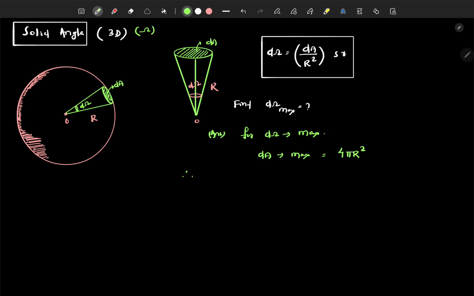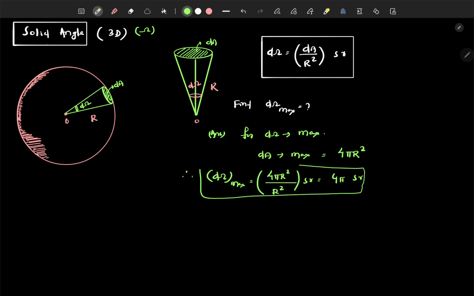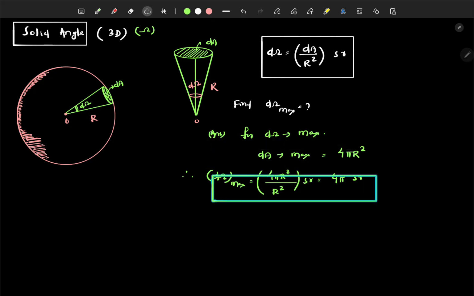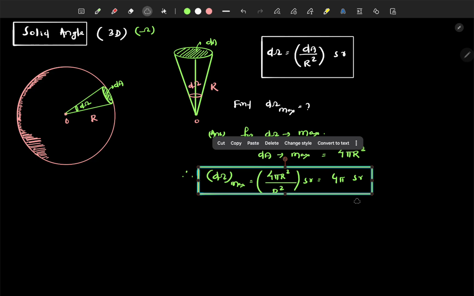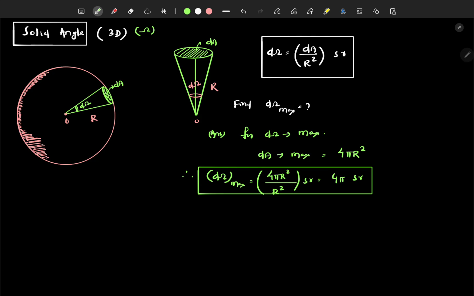Now we can say the value of d omega maximum, instead of dA max we write 4 pi r square divided by r square steradian. It equals 4 pi steradian. So d omega maximum is 4 pi steradian. This is your answer. The maximum value of solid angle is 4 pi steradian. And one more question is, define 1 steradian.